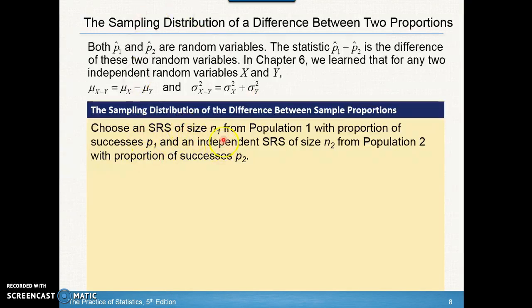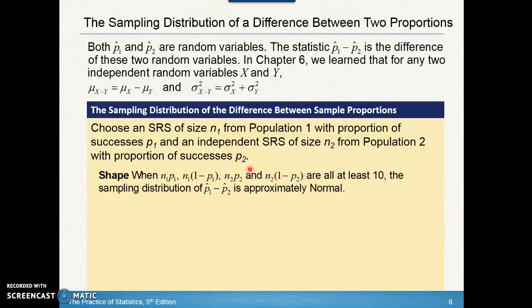So let's choose a simple random sample of size n1 from population 1 with proportion of successes p1 and an independent SRS of size n2 from population 2 with a proportion of successes p2. That's just saying population 1 is independent from population 2.